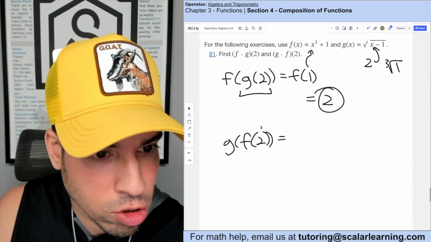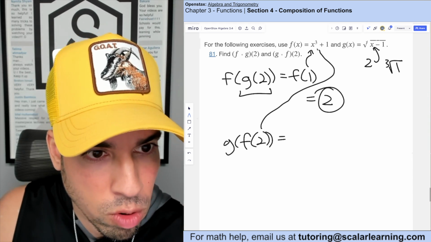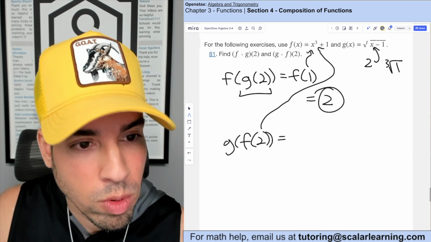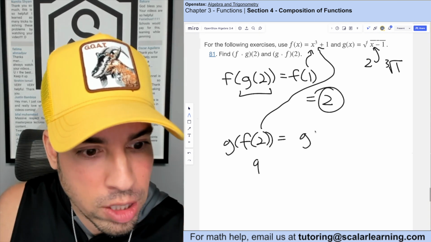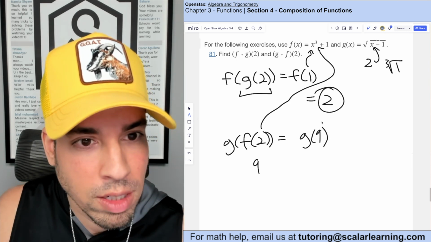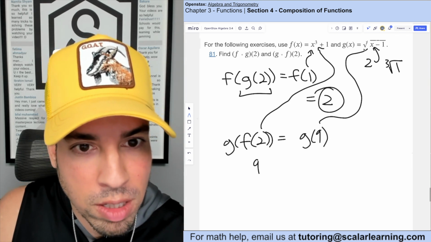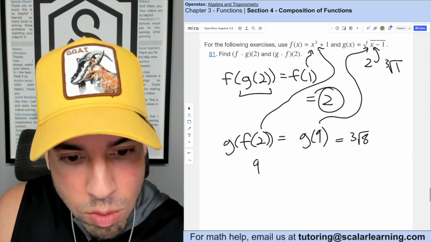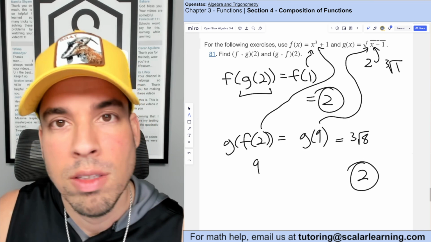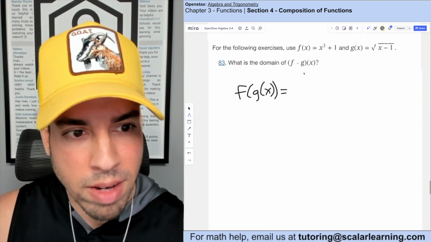So now we've got g of f of 2. And what I'm going to do is start by plugging 2 in for x in f of x, right? So 2 cubed is 8 plus 1 is 9. So now we've got g of 9. So we're going to take 9 and plug it in up top here. So 9 minus 1 is 8. So that is the cube root of 8, which is 2 as well. Done.